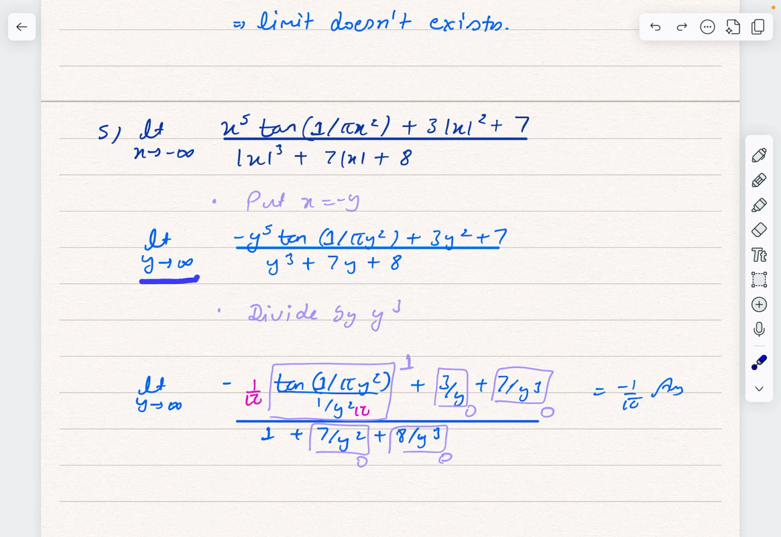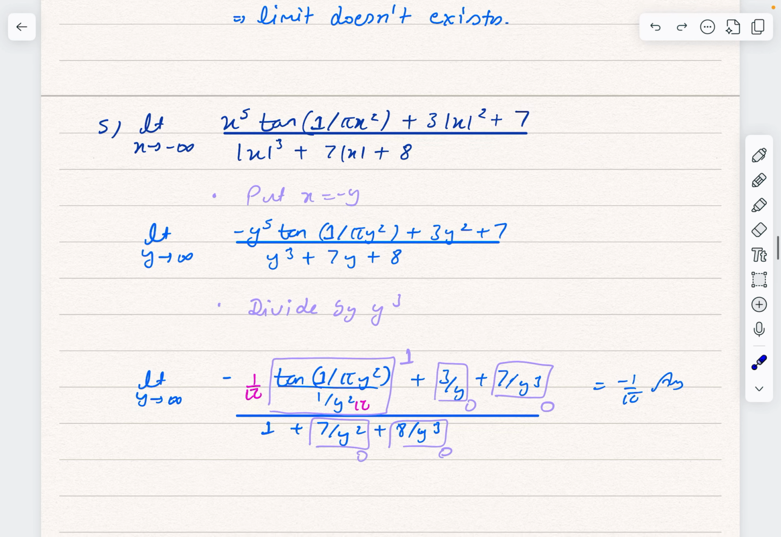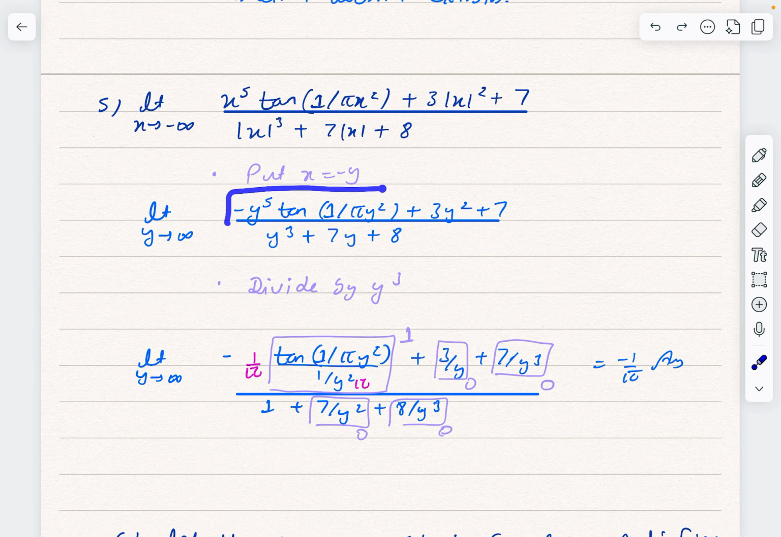So y will tend to plus infinity, we get minus y power 5 tan (1 by pi y square) plus 3 y square. Mod x square will become mod y square, which will be just y square because y now is positive. Plus 7 by y cube plus 7y plus 8. Now the most dominating term here looks like y cube, so I just divide by y cube. What will happen here? When you divide by y cube, this y square will be left. I'll take the minus outside and then write the y square as 1 by y square, because inside tan we have 1 by pi y square.